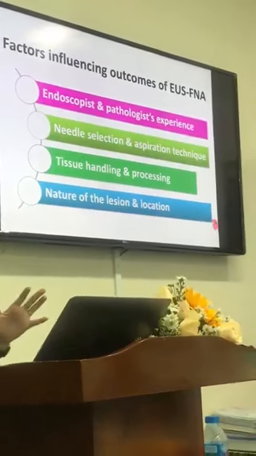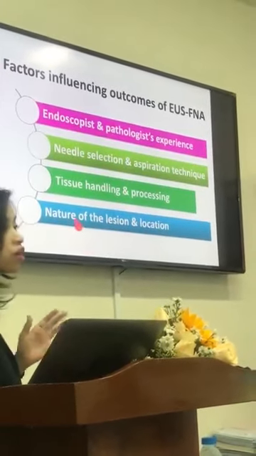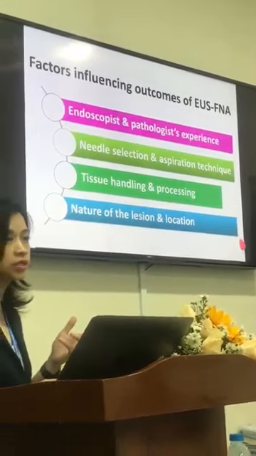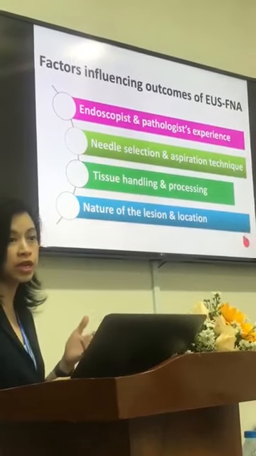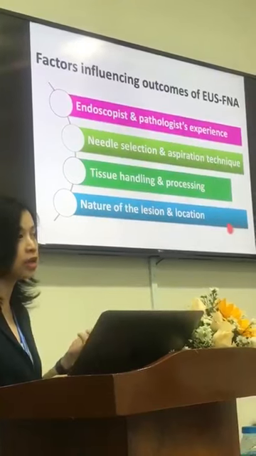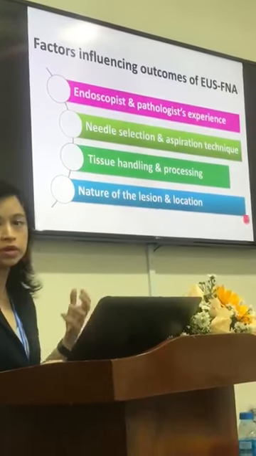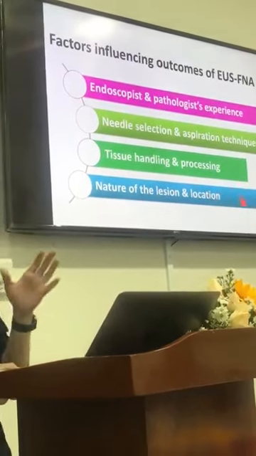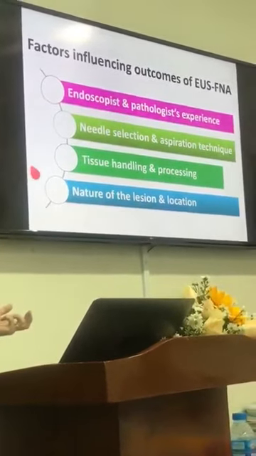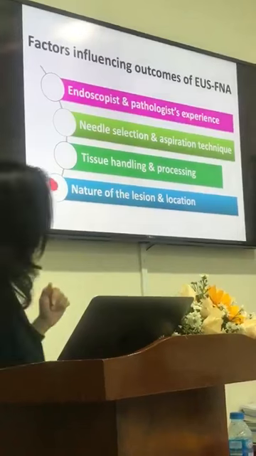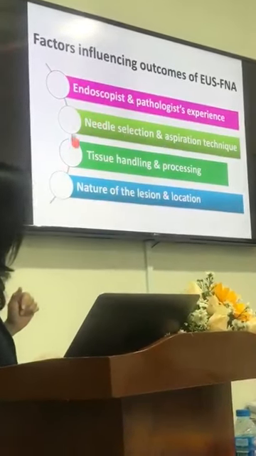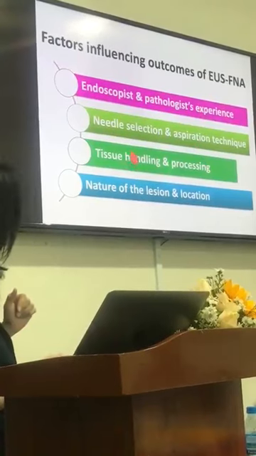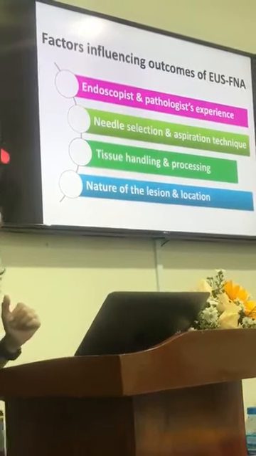lesion. For example, if you have a patient with chronic pancreatitis and you want to exclude pancreatic cancer, a lot of time we just don't get an answer from EUS FNA. All you're going to get is chronic pancreatitis, and it's very difficult to differentiate pancreatic cancer from chronic pancreatitis. For the purpose of my lectures today, I'm actually going to focus on the aspiration techniques, needle selection, and tissue handling and processing.